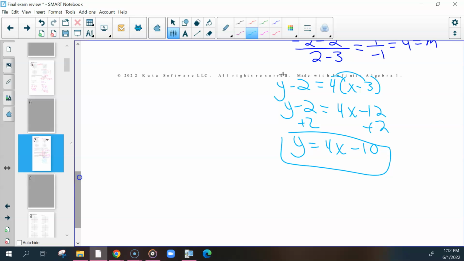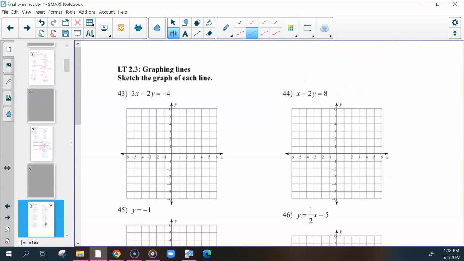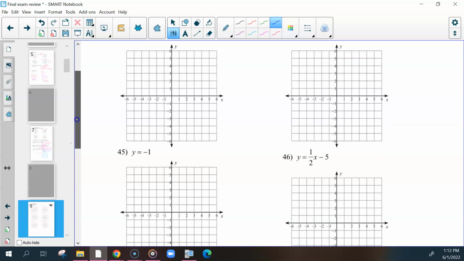Do we have any questions on that last one? Or other questions we want to go over on this page? On the next page, we're now doing graphing.